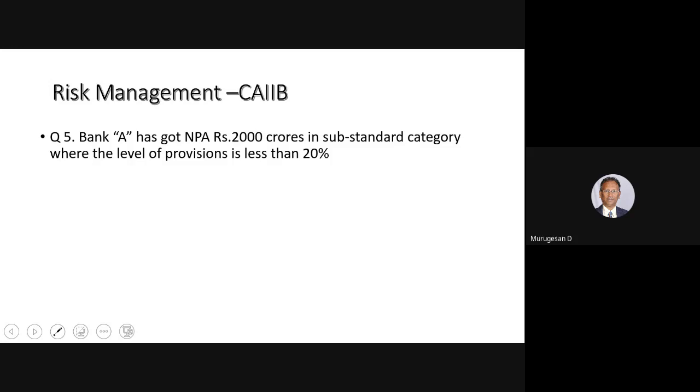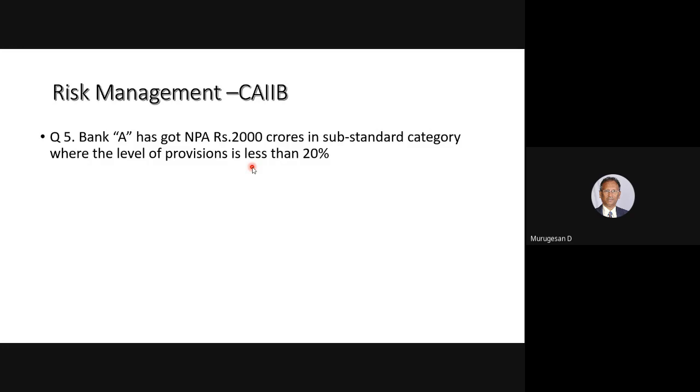Okay, now you see the NPA, very often they are asking questions. The level of NPA, you see. There are three categories of NPA. If you have got a pen, you note down. First, NPA having overall provisions less than 20%. Second category, NPA having overall provisions more than 20%, less than 50%. You understood why I am grouping into three categories?